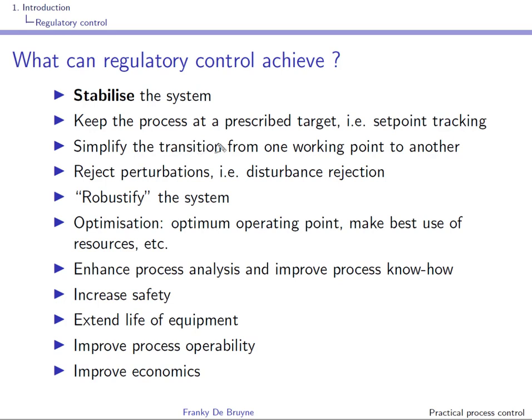You can keep the process at the prescribed target. This is set point tracking. You can simplify transitions from one operating point to another. You can reject perturbations, so input load disturbances or output disturbances. You can robustify the system. You can make sure that your controller finds the optimum operating point. You can enhance process analysis and improve your process know-how. You can improve safety, security, extend the life of your equipment, improve process operability, and improve economics.